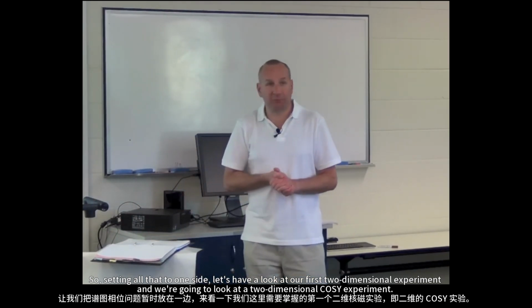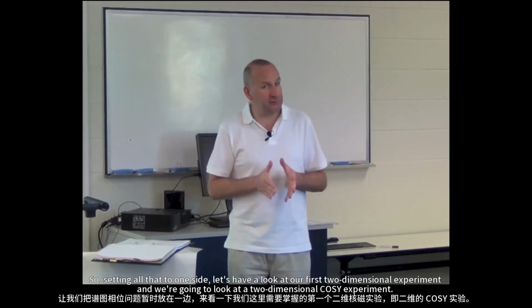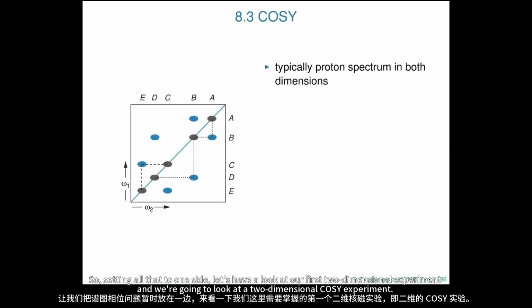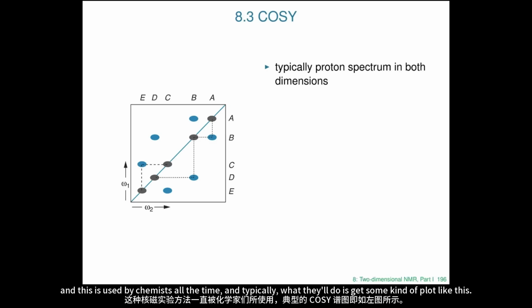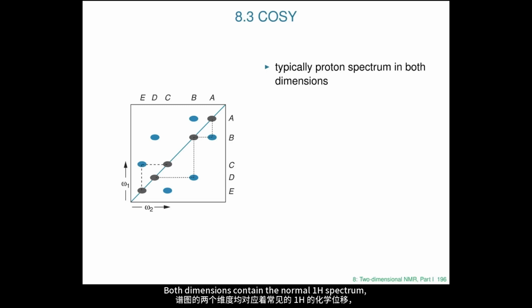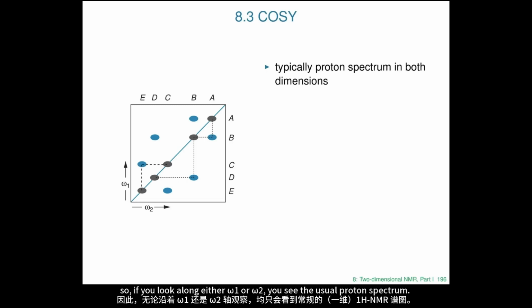So, setting all that to one side, let's have a look at our first two-dimensional experiment, and we're going to look at the two-dimensional COSY experiment. It's the original 2D experiment, and it's typically done on proton as the typical nucleus. And this is used by chemists all the time, and typically what they'll do is get some kind of plot like this. Both dimensions contain the normal proton spectrum, so if you look along either omega 1 or omega 2, you see the usual proton spectrum.